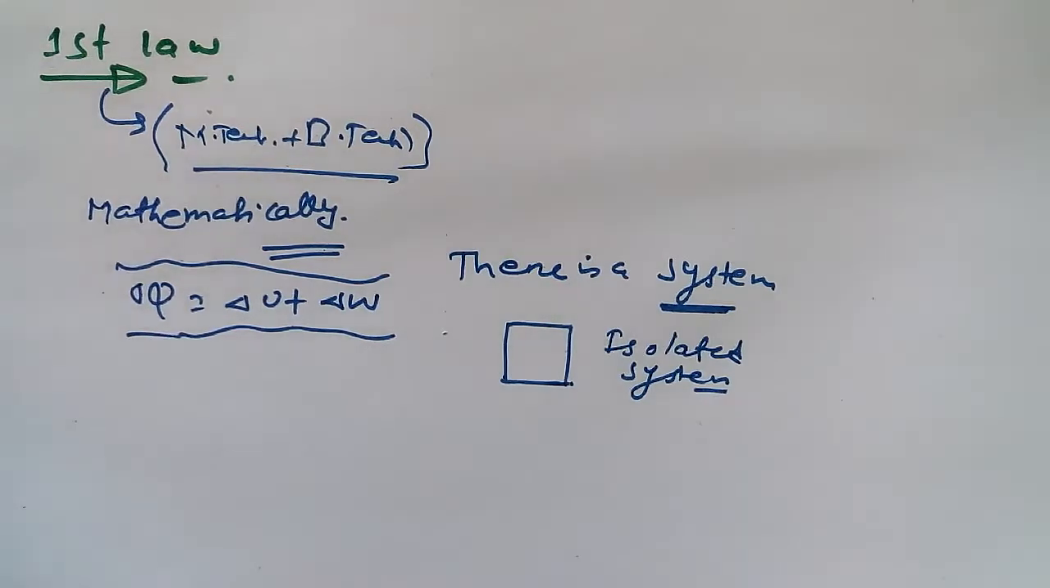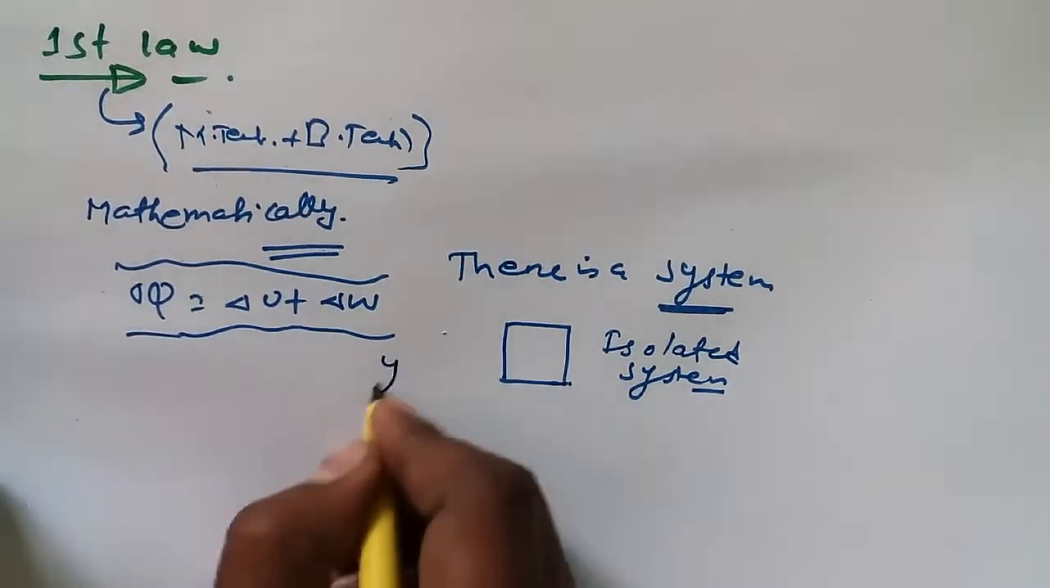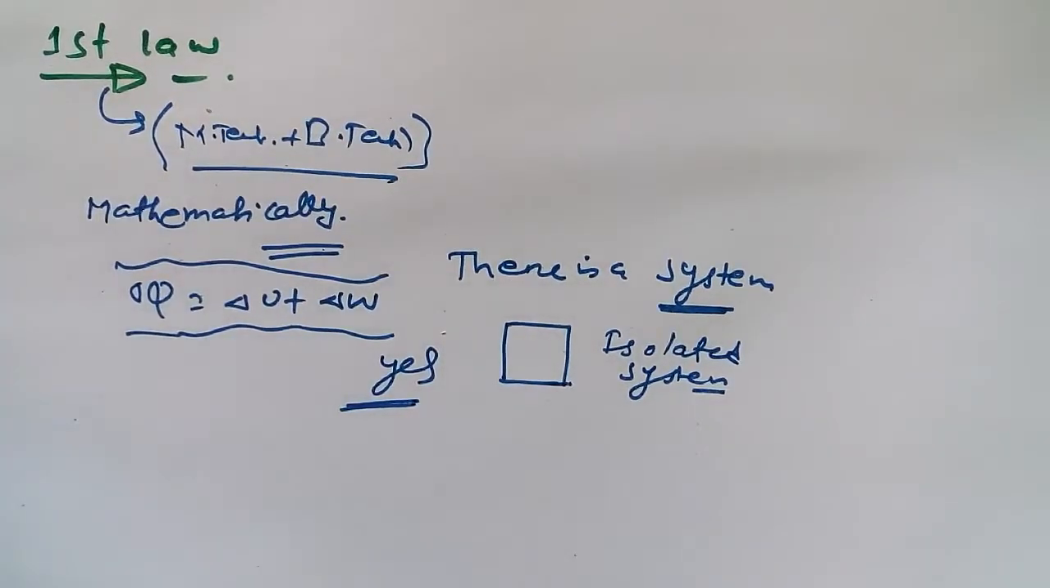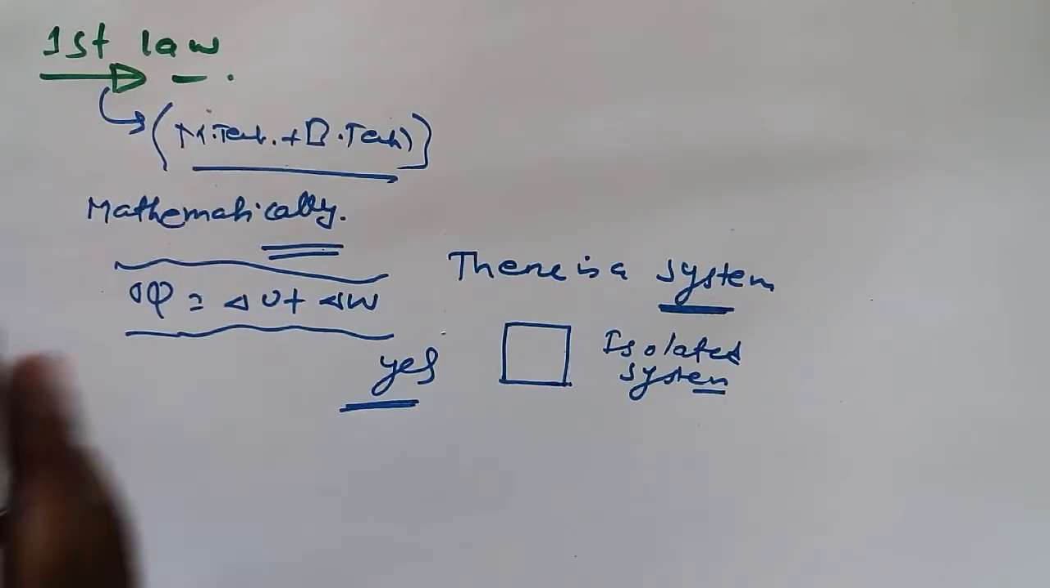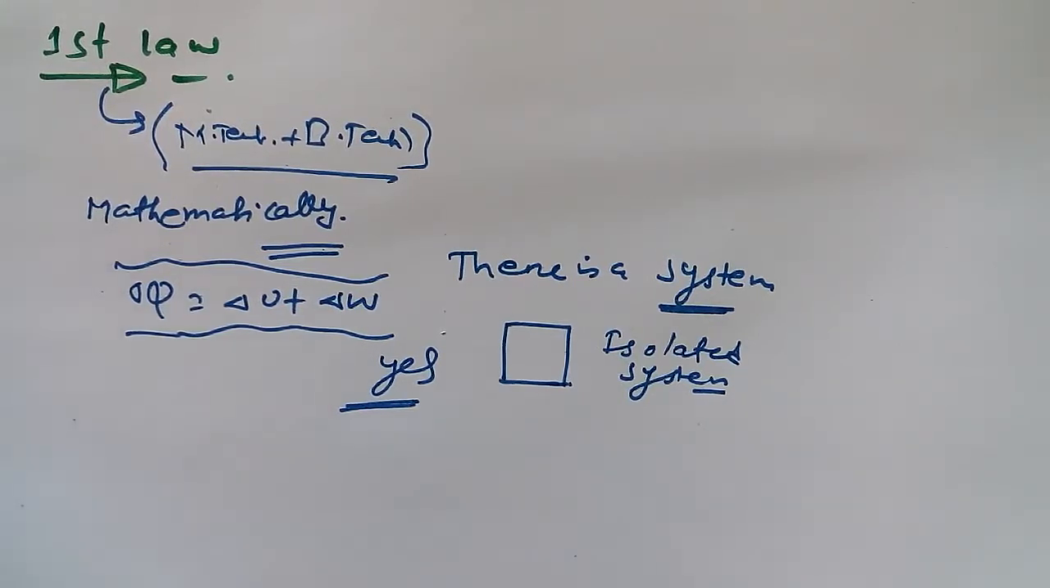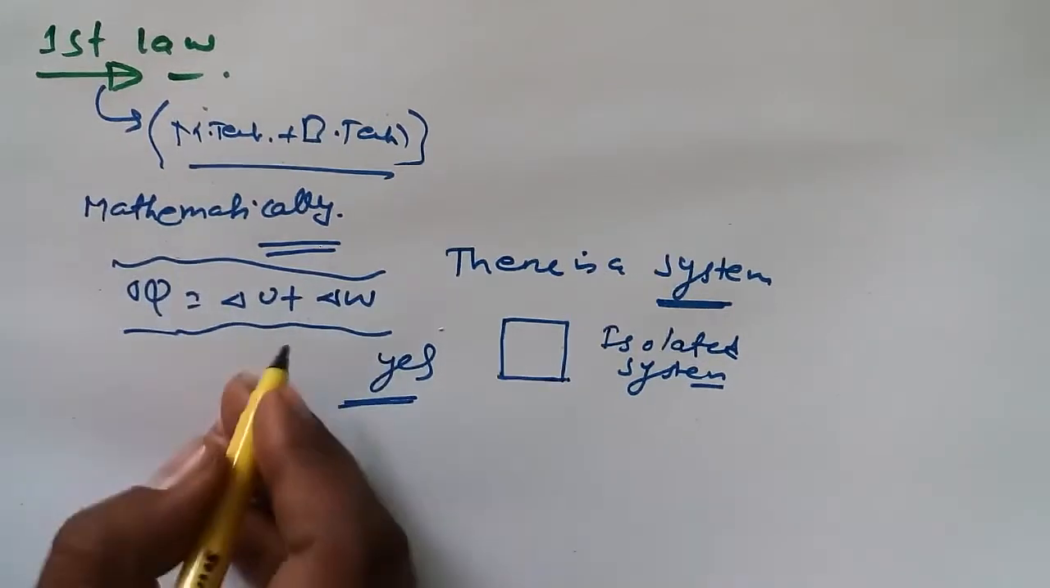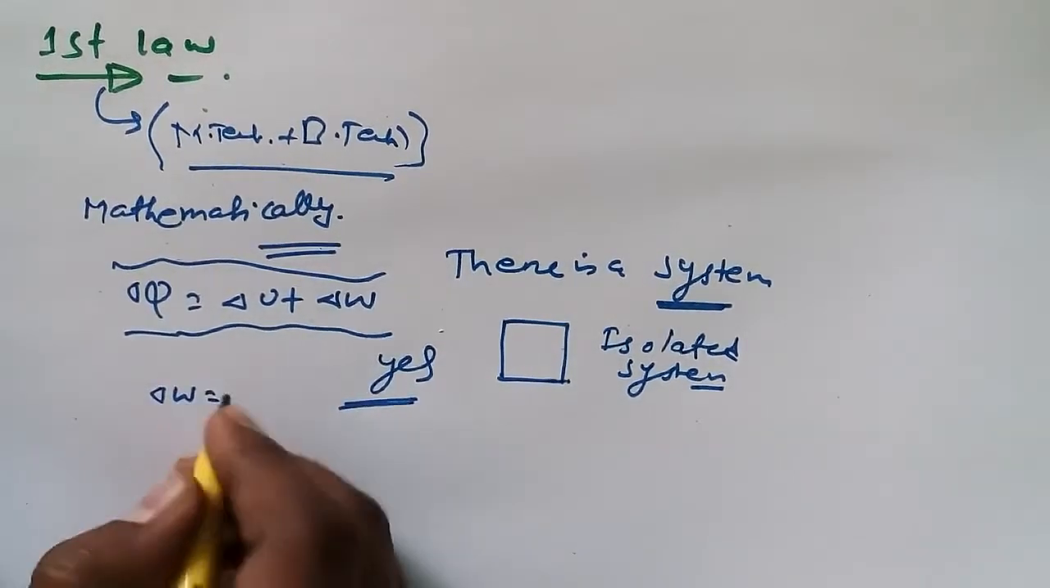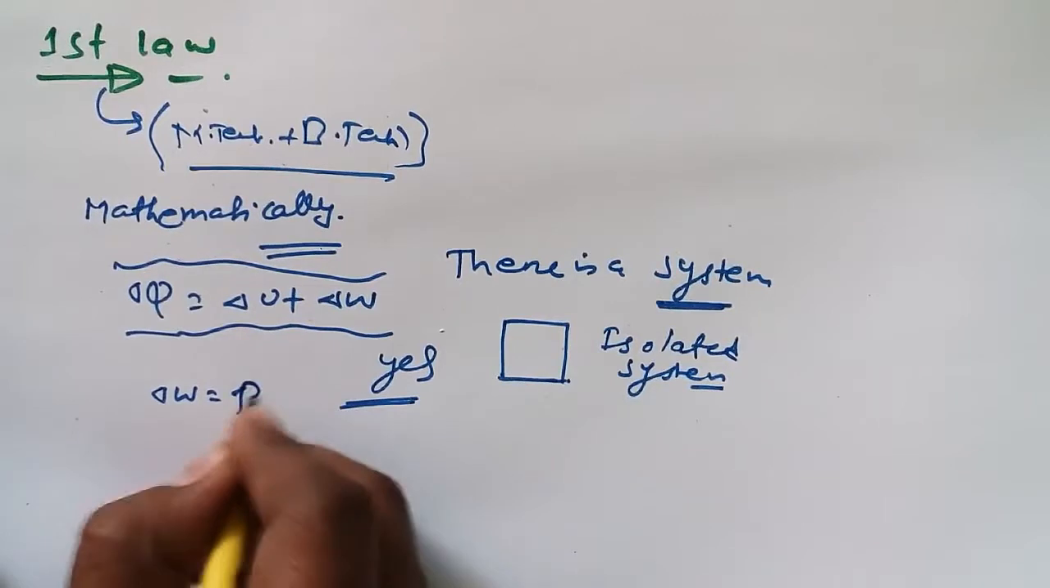If there is an isolated system, would there be any work done? Yes or no? Yes, there will be work done. But if there is an isolated system and an ideal gas, we are using an ideal gas, then there would not be any work done. Remember this. This is most important. Alright, so this is the first law, and this del W is equal to P del V.